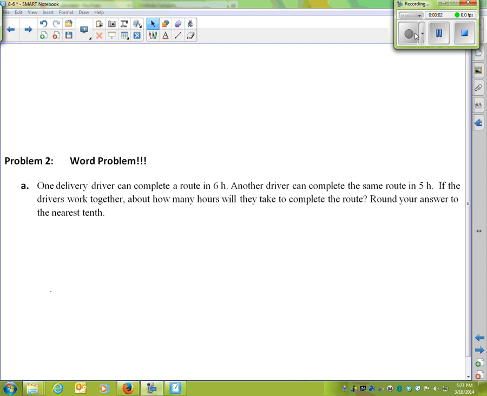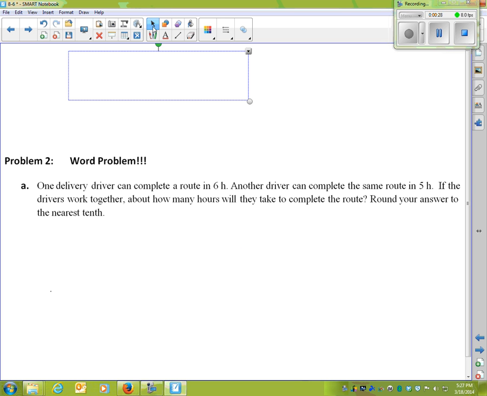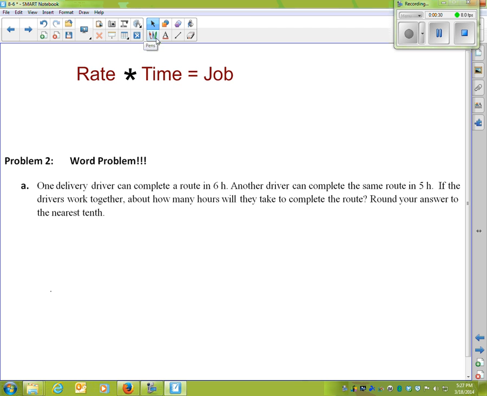This is lesson 8.6, part 2, where we get to explore the world of word problems. In these particular problems, we're going to be dealing with rate, time, distance, or rate, time, and jobs. These are the infamous rate time problems. So to begin, let's take a look at what the formulas are going to be.